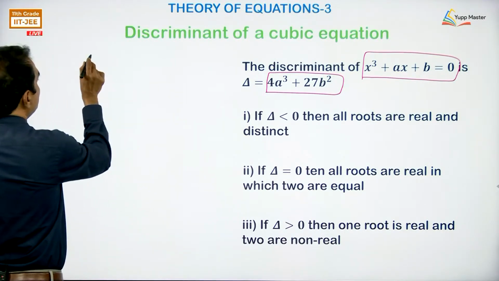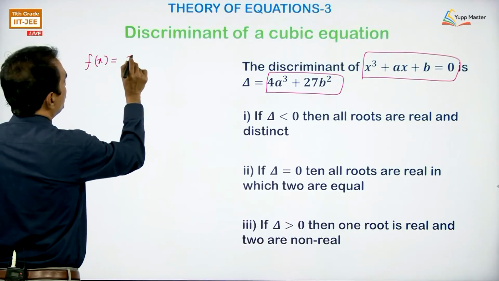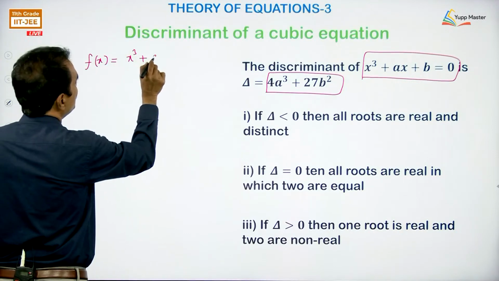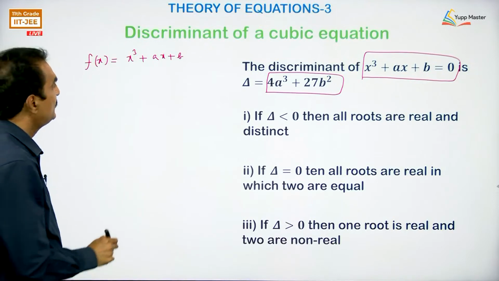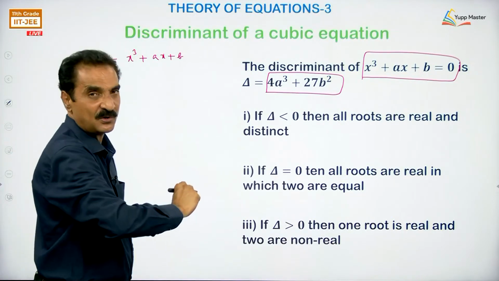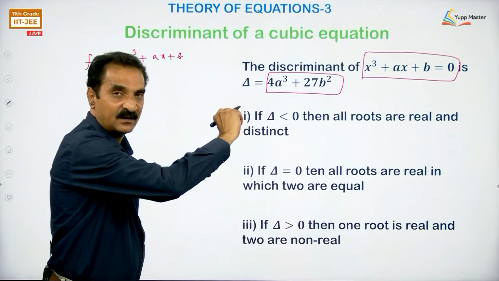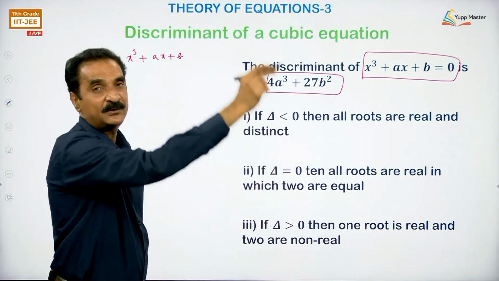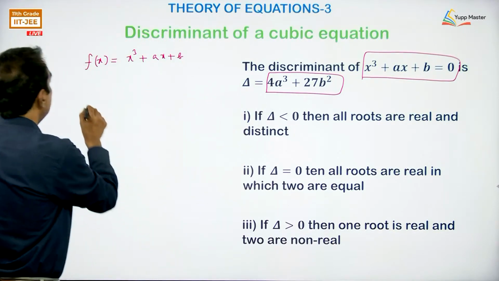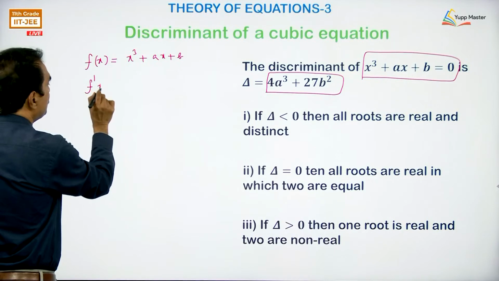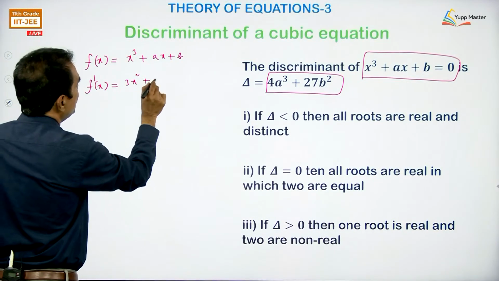First, let us take f of x is equal to x cube plus ax plus b. The x cube coefficient is positive, so the graph starts from minus infinity, increases, then it may attain a maximum value, then a minimum value, then infinity, or it may be entirely increasing also. Find f dash x: 3x square plus a.